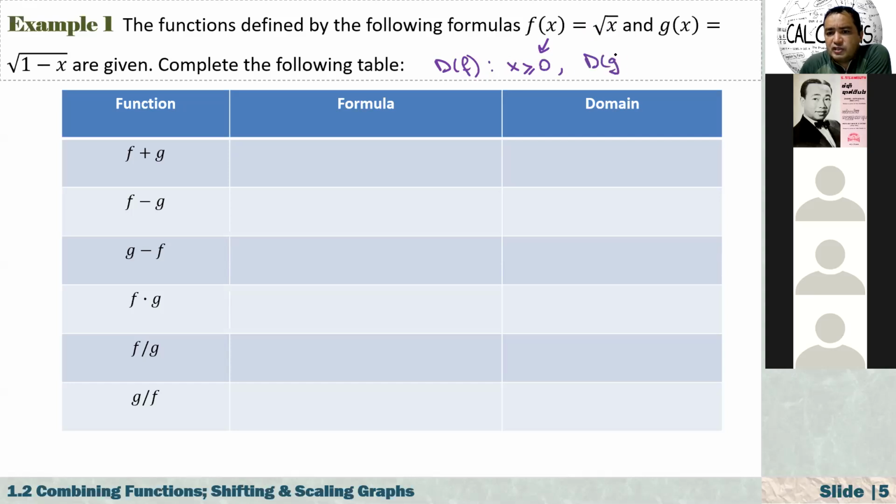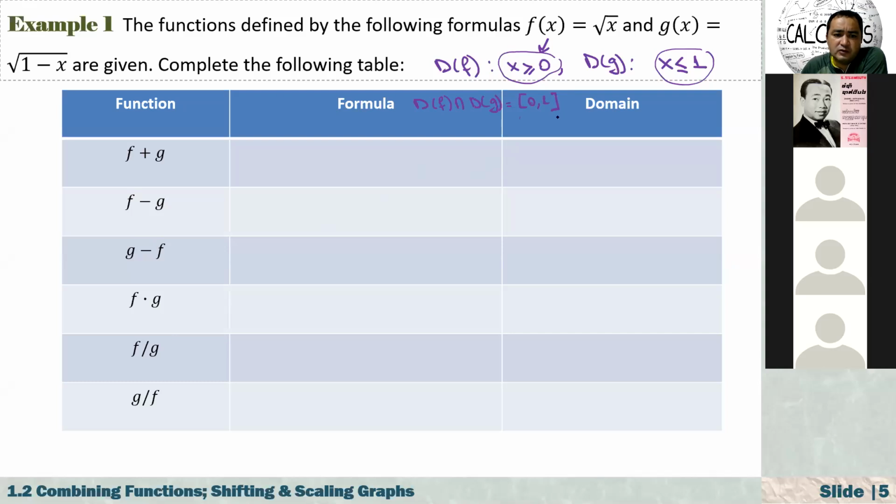And how about the domain of g? For g we have 1 minus x, so 1 minus x should be greater than or equal to 0. That means x is less than or equal to 1. So these are the domains. Now, if you find the intersection, x is greater than or equal to 0 and x is less than or equal to 1, the intersection of these two intervals, the domain of f intersection the domain of g, is just from 0 to 1. Now we are considering the sum, the difference, and so on.